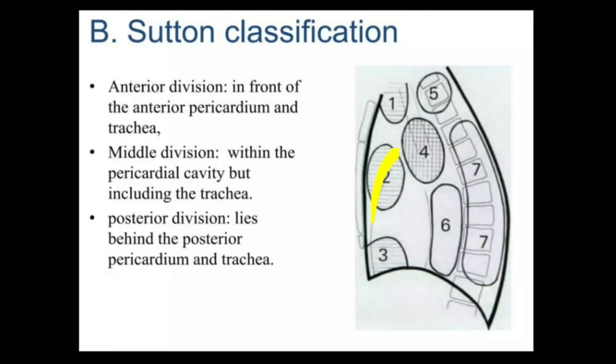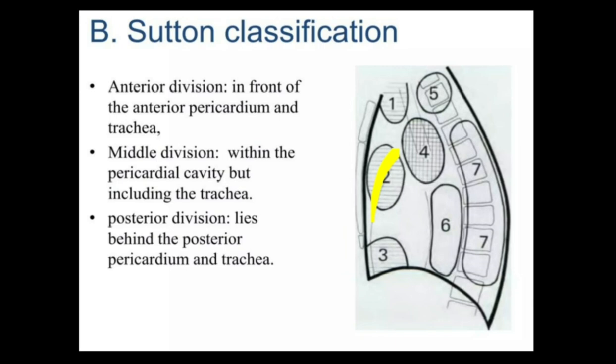And next is the Sutton classification. It has anterior, middle, and posterior divisions. Anterior division is in front of the anterior pericardium and the trachea. Middle division is within the pericardial cavity and including the trachea. Posterior division lies behind the posterior pericardium and the trachea.